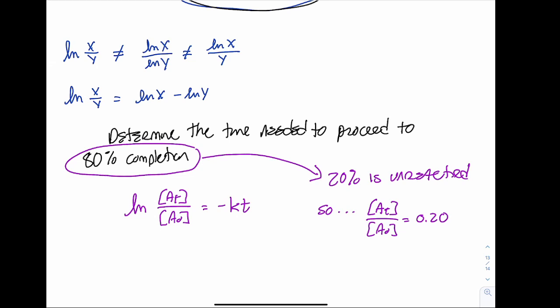If it said determine the time that it takes for 20% of it to be unreacted, then I would plug in 0.2. Sometimes you have to really think about the wording to know whether you're going to plug in what it's giving you or if you need to subtract that from 100, or 1 if you un-percent it. You're not going to plug in the percent. You're going to plug in the fraction.